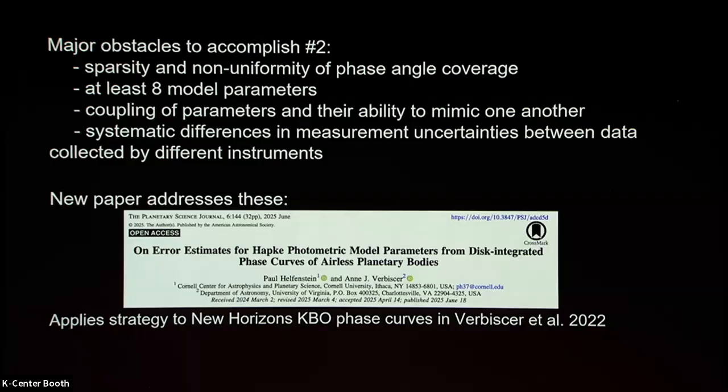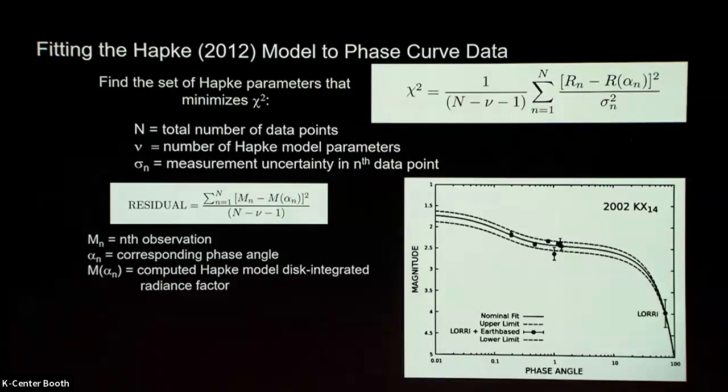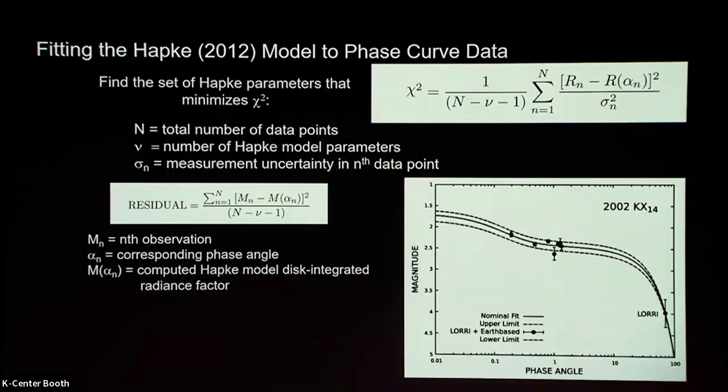So Paul Helfenstein and I put together a paper that addresses these. He's the lead author. It came out in June in PSJ. This is the direct reference to that paper, where we apply this strategy to the New Horizons KBO phase curves that we published in 2022, so a few years back, with the New Horizons data. So fitting the Hapke model to these phase curves, we find a set of parameters that minimizes the chi-squared and come up with a minimum residual.